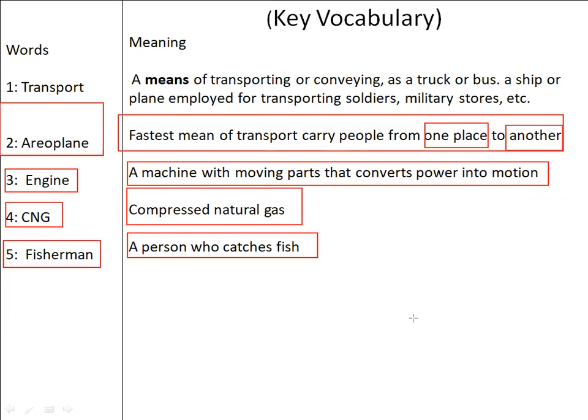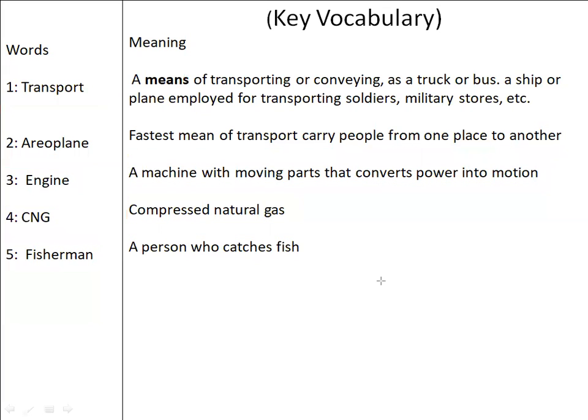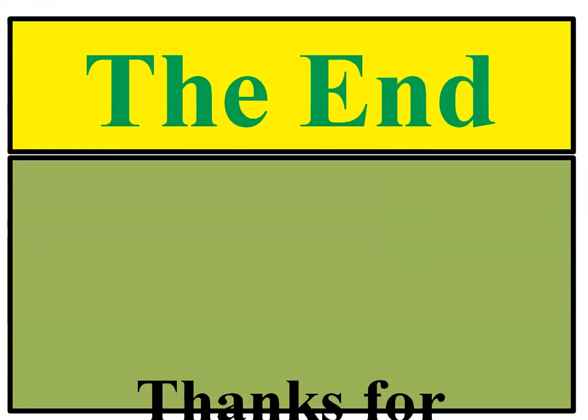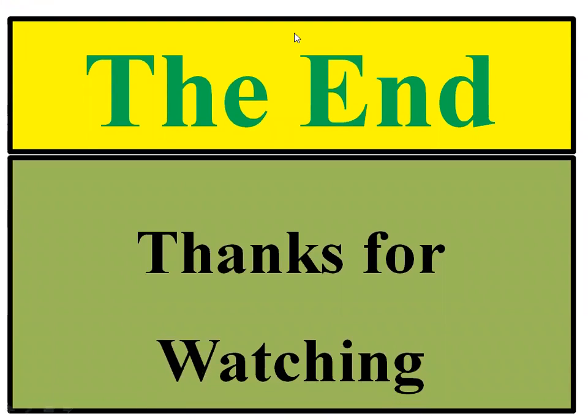Okay, dear students, this is your homework. You have to write these words and meanings in your copy, and inshallah in the next video we will do our exercise. After completing these word meanings in your notebook, read the lesson two times.